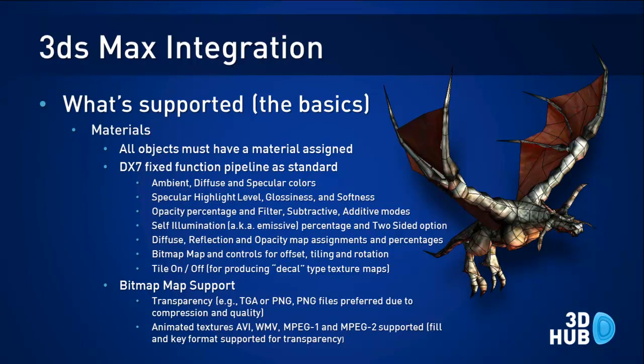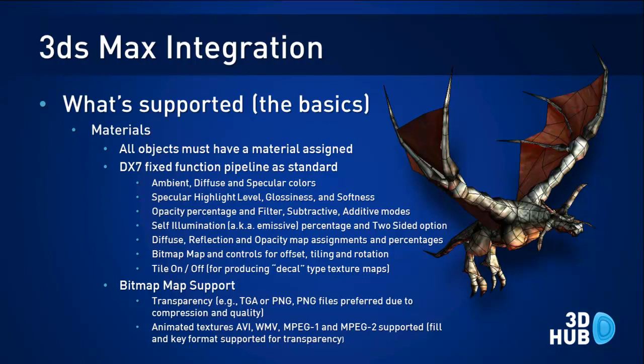Again, bitmaps, they're fully supported. The offset, tiling and rotation, all the information for those are pulled through. Particularly useful really is the offset bitmap option. We use that quite a lot to animate materials. And again, whether the material's tiled on or off, there's the tick box in your material that will pull through in the export as well. As far as bitmap support, we will support TGA files, PNG files, JPEG files. For transparency, only TGA or PNG files are supported.